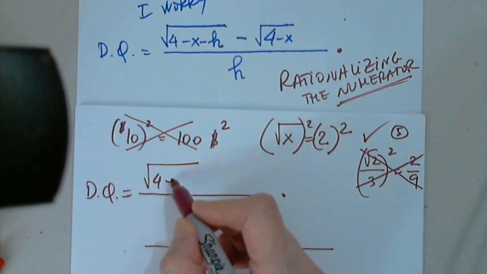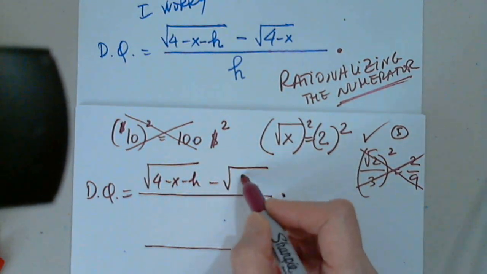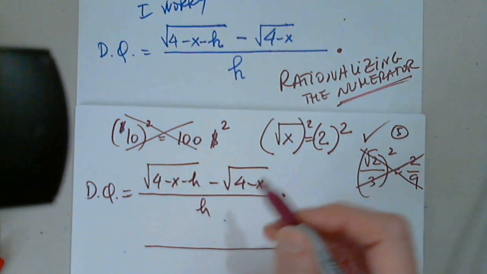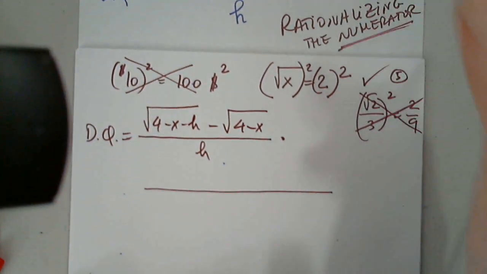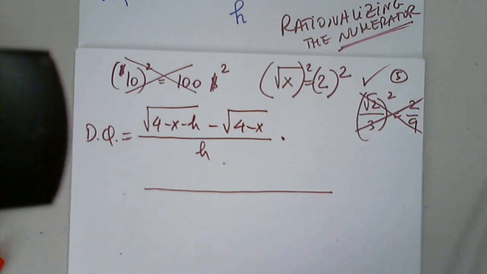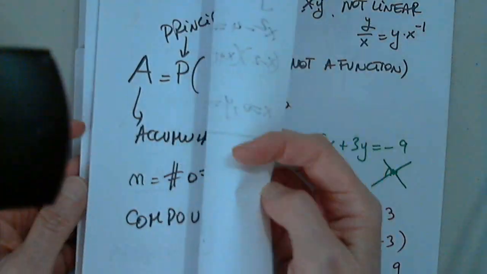So the square root of 4 minus x minus h, minus the square root of 4 minus x, divided by h. And remember the complex conjugate, or the conjugate. This is why I reviewed this formula.